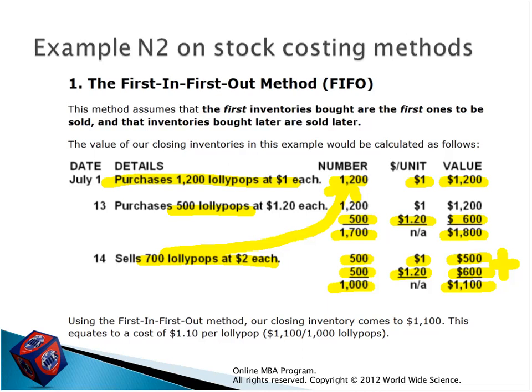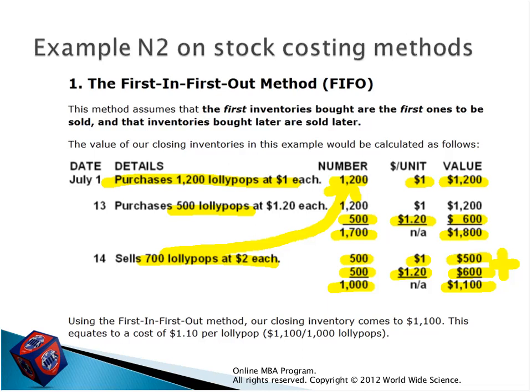She must take the lollipops for the selling from the first purchases, if she used the FIFO method. So where it is not clear, just let me know, please. Okay, sorry, I got what you didn't understand. Let me highlight it for you.